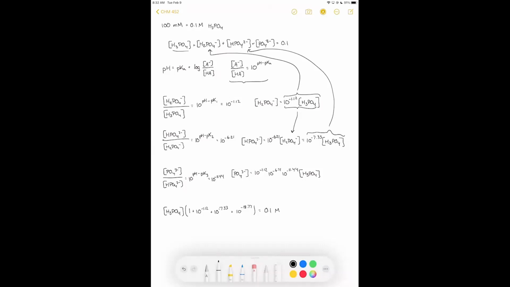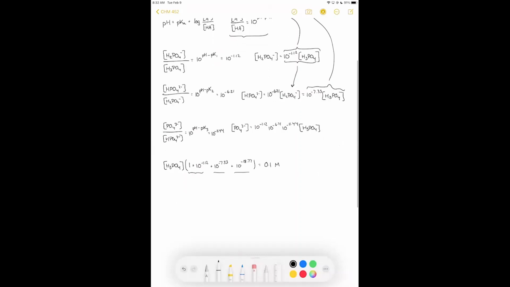So from here, we can simply add these together and solve. Now, you might be able to realize that two of these numbers are essentially 0. So 10 to the minus 7 and 10 to the minus 18, when added to a number like 1, are not going to make a difference to that number. So we really only need to consider these first two numbers here. And so if we add just these first two numbers, we get 1.076 times H3PO4 is equal to 0.1 molar.